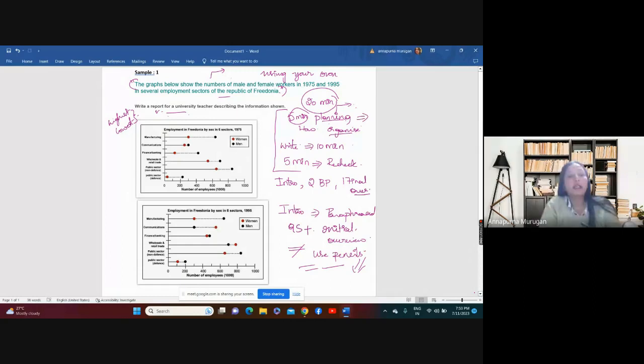Okay, so the graphs below show the number. Let us write our introduction. So what is the graph? Let us try to study. Now I'm coming to how to write, the procedure and all. Kindly see and make a note of all these things. The graphs below show the numbers of males and female workers in 1975 and 1995 in several employment sectors of Republic of Fredonia.